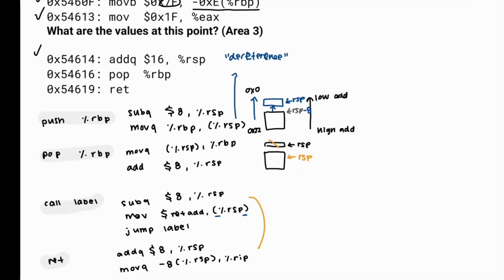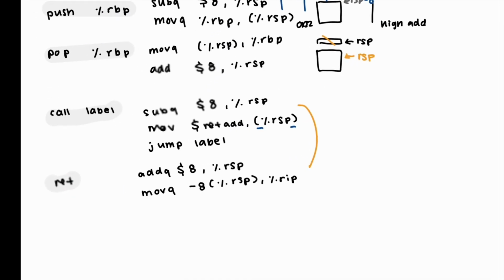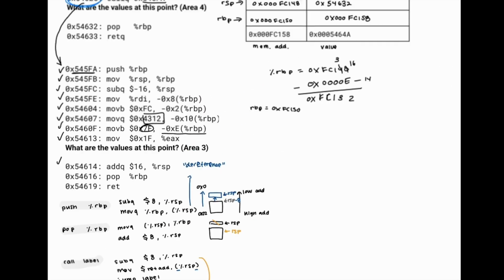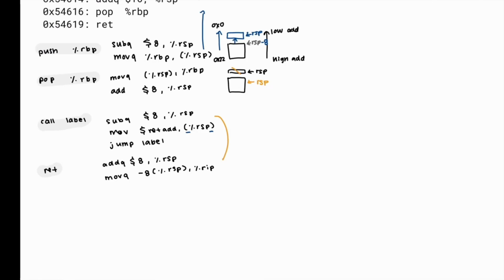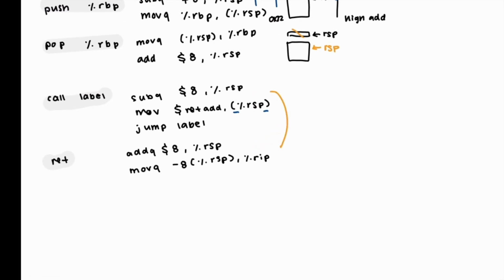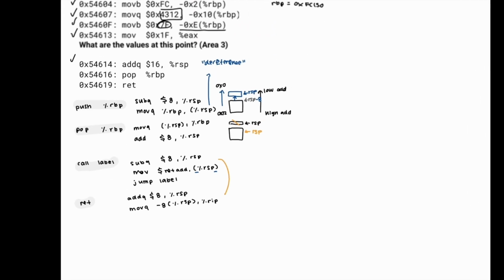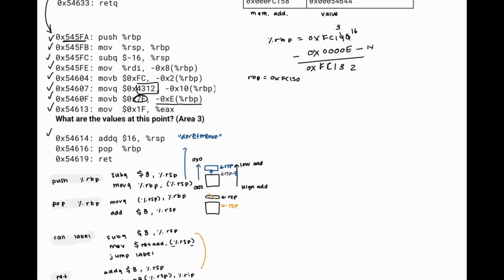Okay? And now we have to return. Return means that we have to add 8 to RSP one more time. So now RSP, which was at 148, is going to be at 150. And then we're going to move -8 RSP into RIP. So let's go look at what -8 RSP is.